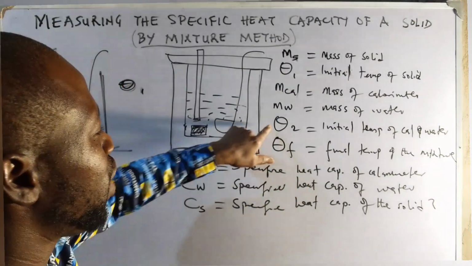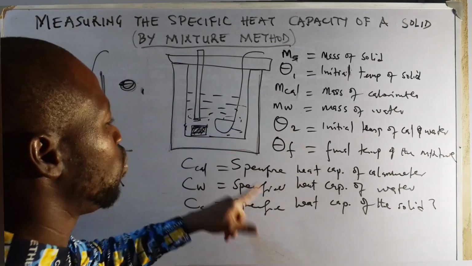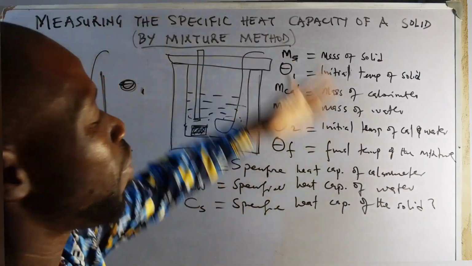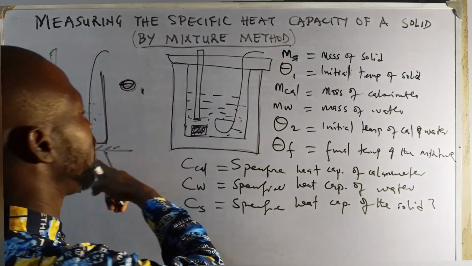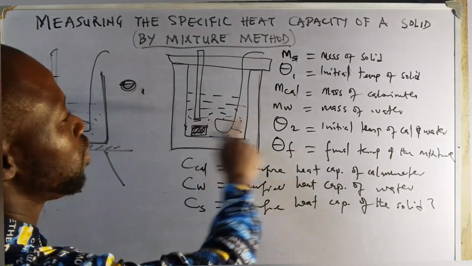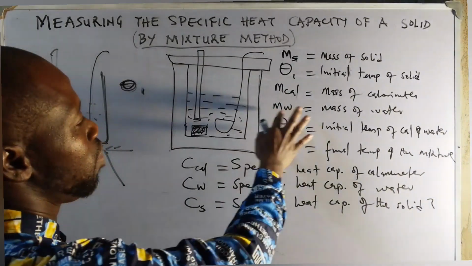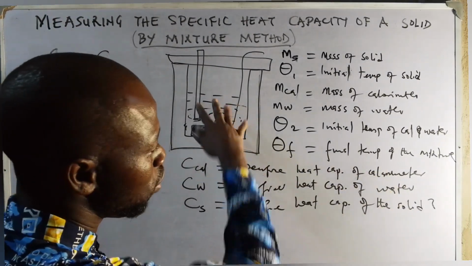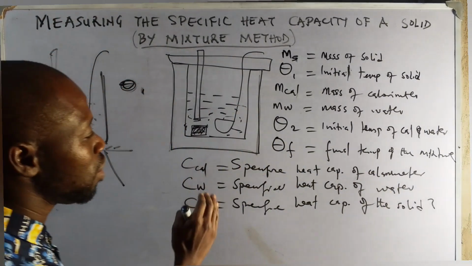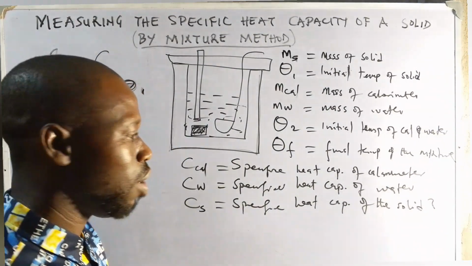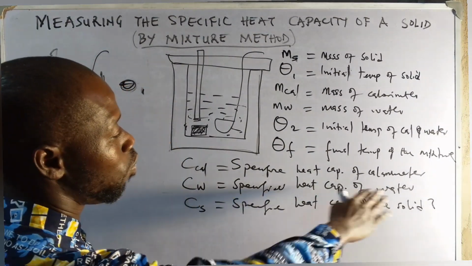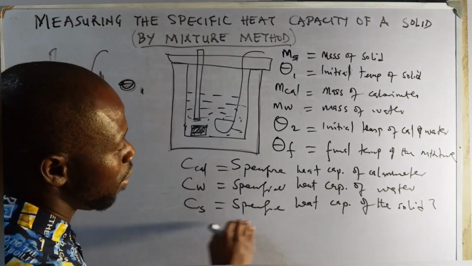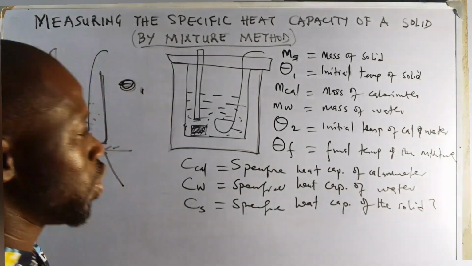Note that you would have measured the initial temperature of the water and the calorimeter, theta 2, and the final temperature of the mixture after stirring, theta F. Other parameters you need to have measured are the mass of the solid, the mass of the calorimeter, the mass of the water, the initial temperature of the water and the calorimeter, and the final temperature of the mixture. The specific heat capacity of the calorimeter will be known, mostly a copper calorimeter. And the specific heat capacity of water is also known, 4,200 joule per kilogram per Kelvin. And now we're looking for the specific heat capacity of the solid.